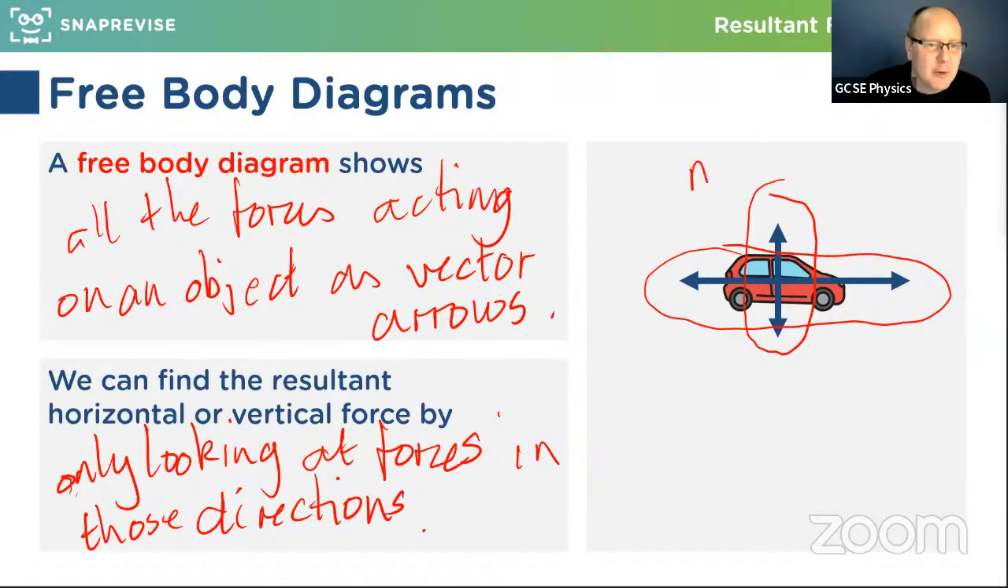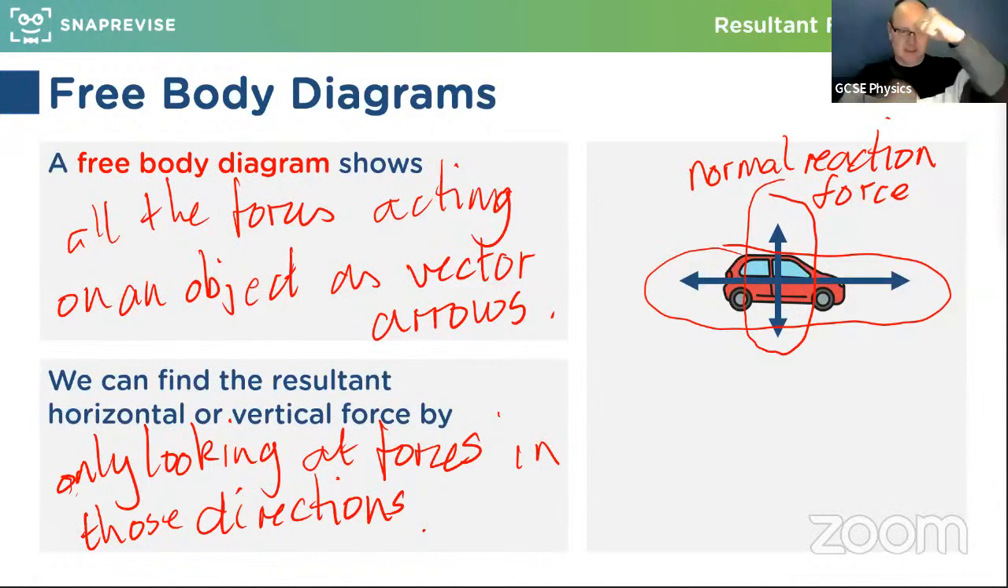So we're going to have a normal reaction force, which is going to be acting upwards. And that word normal just means it's at 90 degrees to the surface. So you've got your car on a flat surface and the reaction force going upwards is at 90 degrees to it. That's what the word normal means in this context. And then we've got downwards, we must have its weight.